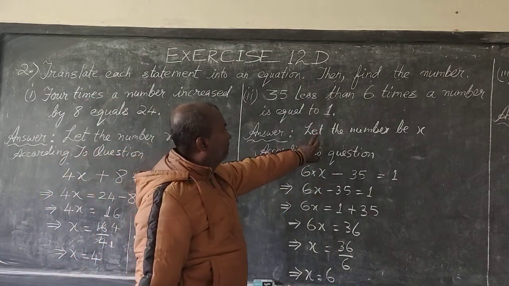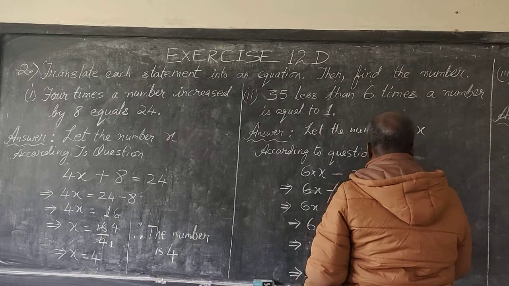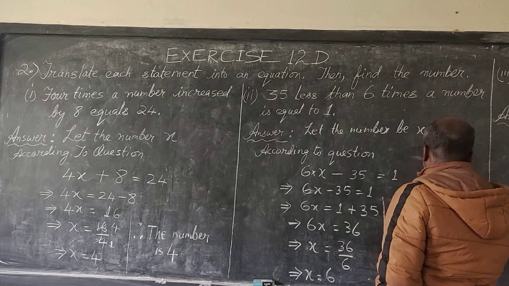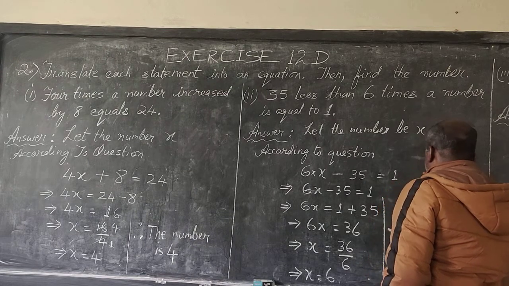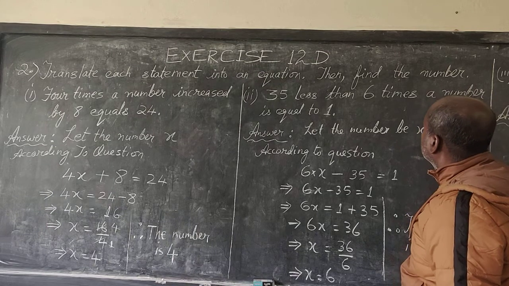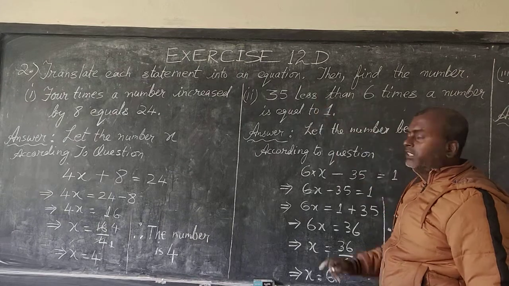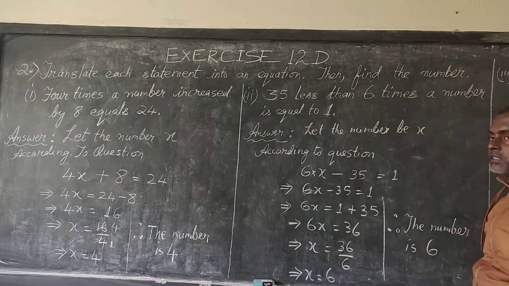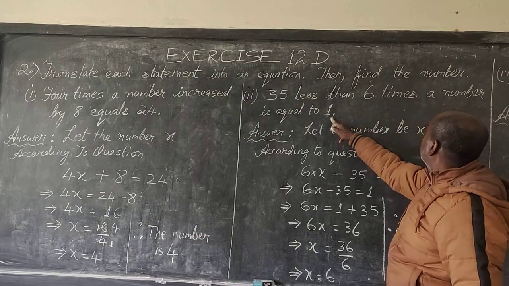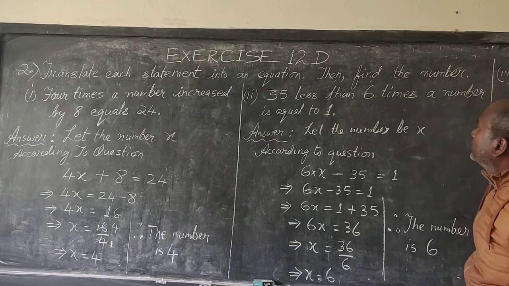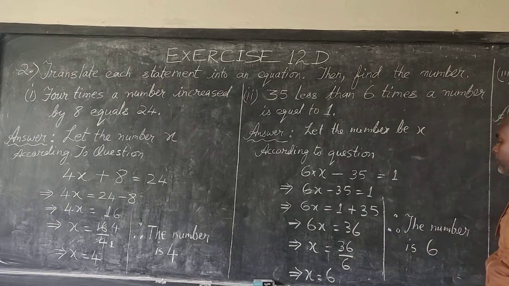What is x? X was the number. So that number we have found. So you have to mention that in therefore statement. So which number? Whose 6 times and then 35 less than is 1? It is 6. 6 is the number which is multiplied 6 times and from which 35 is reduced, then we get 1. Okay, so we have solved this equation. X is 6.